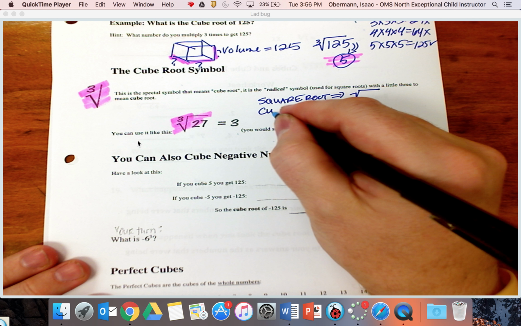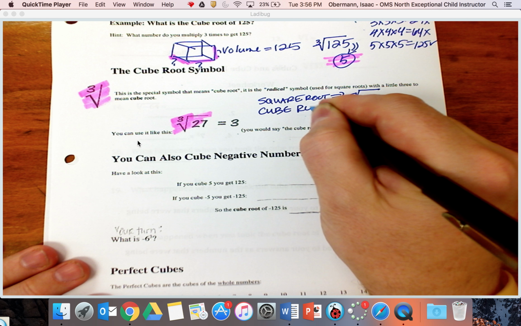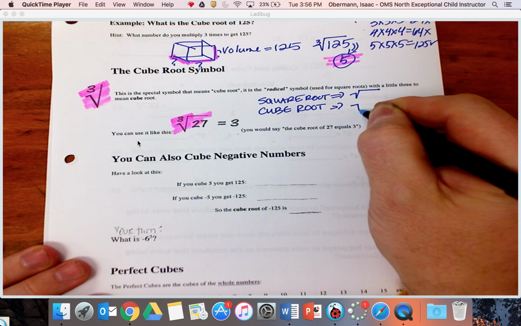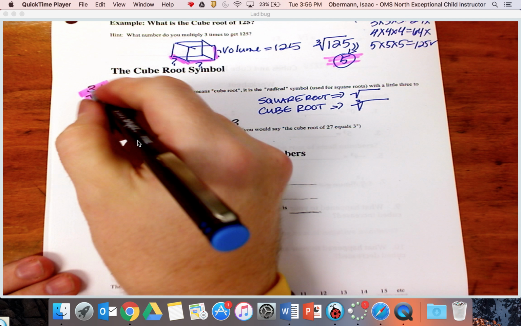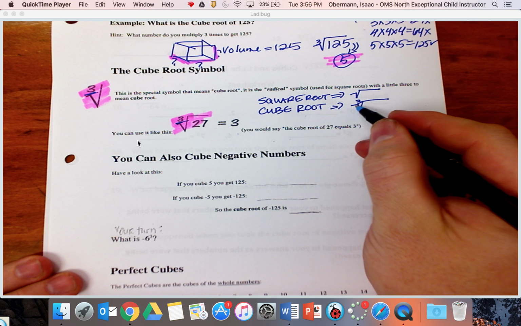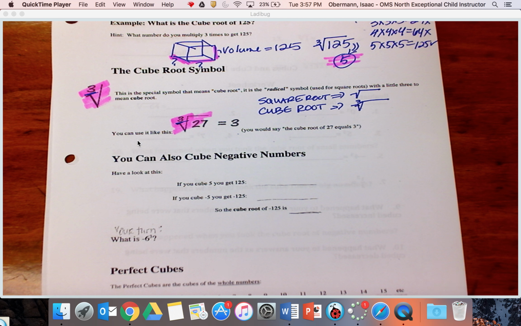If I want to take the cube root of a number, I have to make a different symbol, so that's why I put the little 3 there. That little 3, right there in the little gap, tells me I'm looking for a number that I can multiply 3 times and get that number back out. That's basically what it means: what can I multiply by itself 3 times to get the number that's inside that symbol.